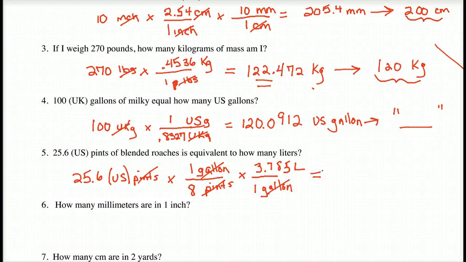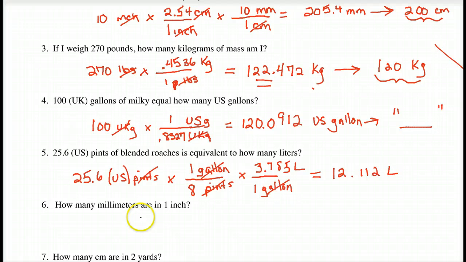Okay, so everything cancels. I'm going to plug in, so 25.6 times 1, divide by 8, times 3.785, okay, gives me 12.112. At this point, we'll stay with liters. Is it going to round to something else? Yeah, we'll talk about it. Okay, and that's how we do it.